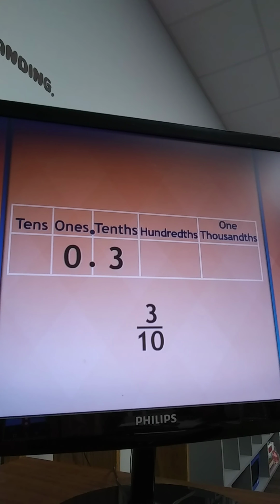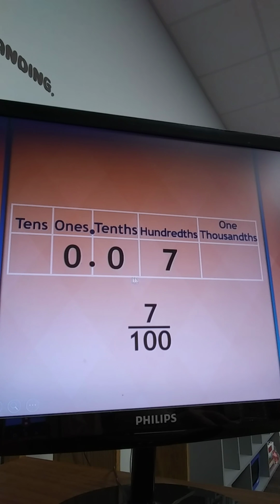0.3 would be read as 3/10. 0.07 would be read as 7/100. Notice that we have 2 decimal places after the decimal point. We have 2 zeros in the number 100. What would this be? That is correct. It would be 58 over 100.